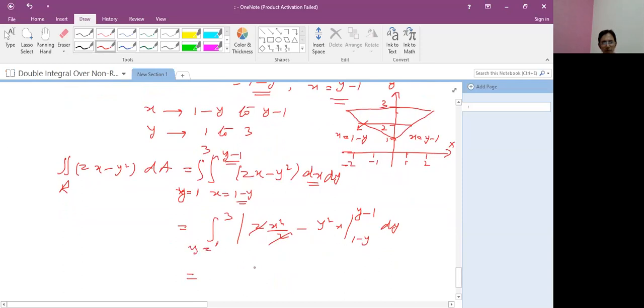So if we put here x square, it means y minus 1 whole square minus y square of x. X means y minus 1 when we are applying the upper limit. When we are applying the lower limit, student, x square means 1 minus y whole square minus y square of x. It means 1 minus y into dy.